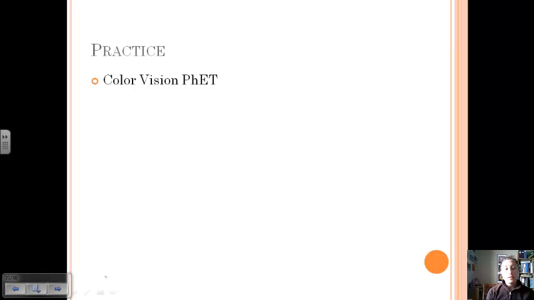Okay, so for practice in this section, there are no practice problems, but we're going to do a PhET, where you're going to be able to combine different colors of light, and then we're also going to do a lab with this, where we combine different colors of light and see what complementary and secondary colors we can produce.